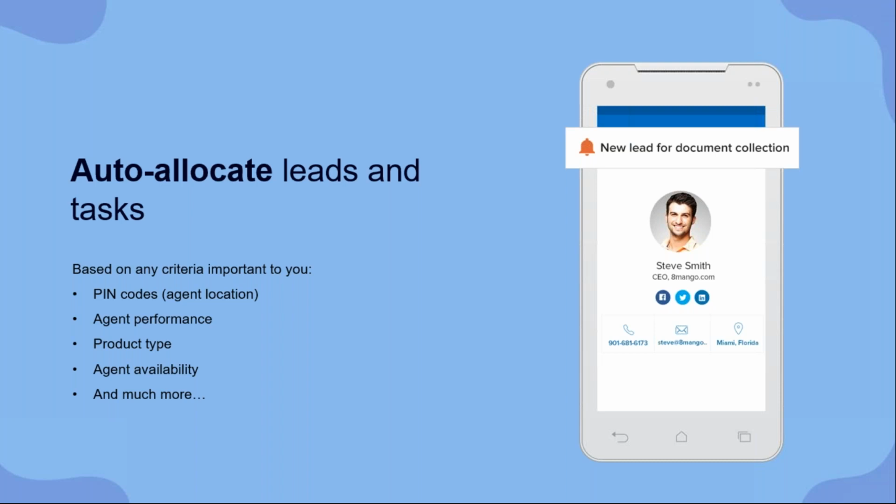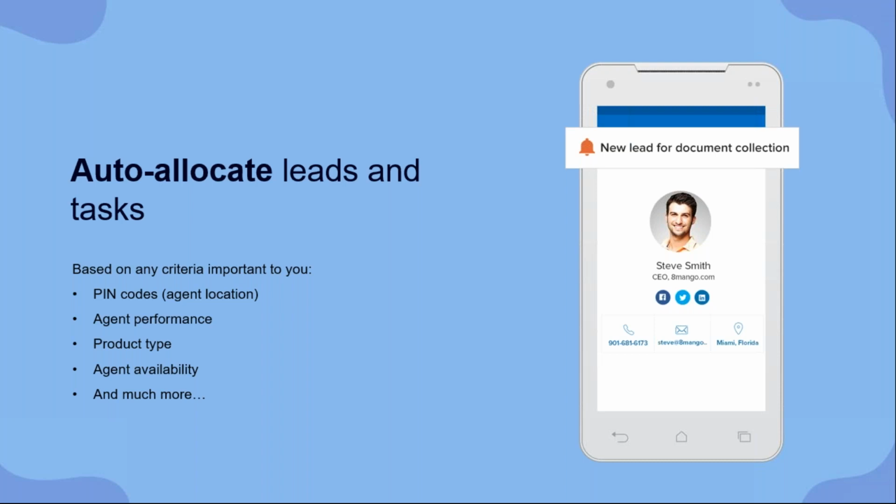Here, one of the most important problems is allocation of leads, how to distribute leads to your field sales guys. LeadSquared plays a very vital role here in allocation of leads. This can be done on the basis of pin codes, agent performance, product type, agent availability, and many more ways, depending on the criteria or the requirement of the organization.